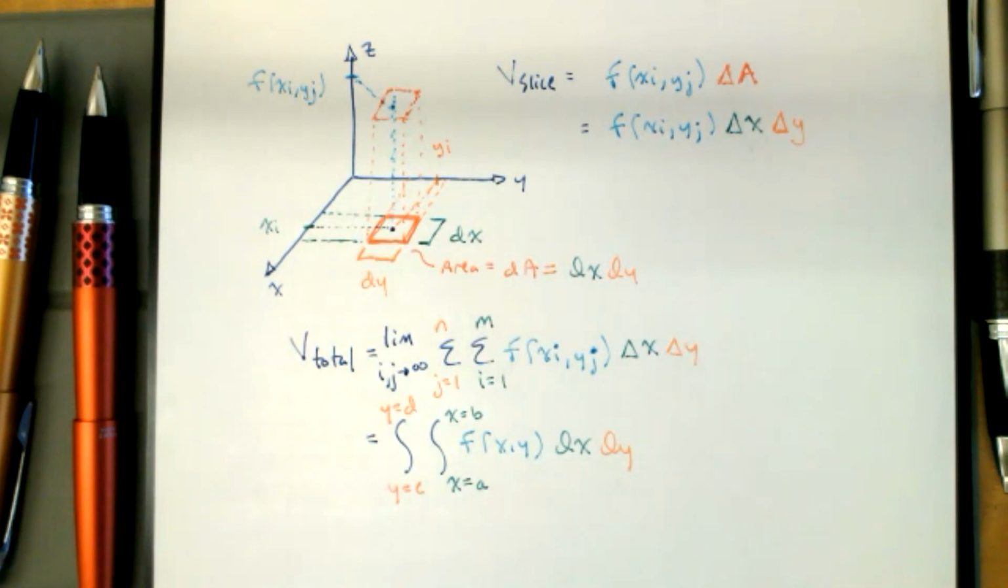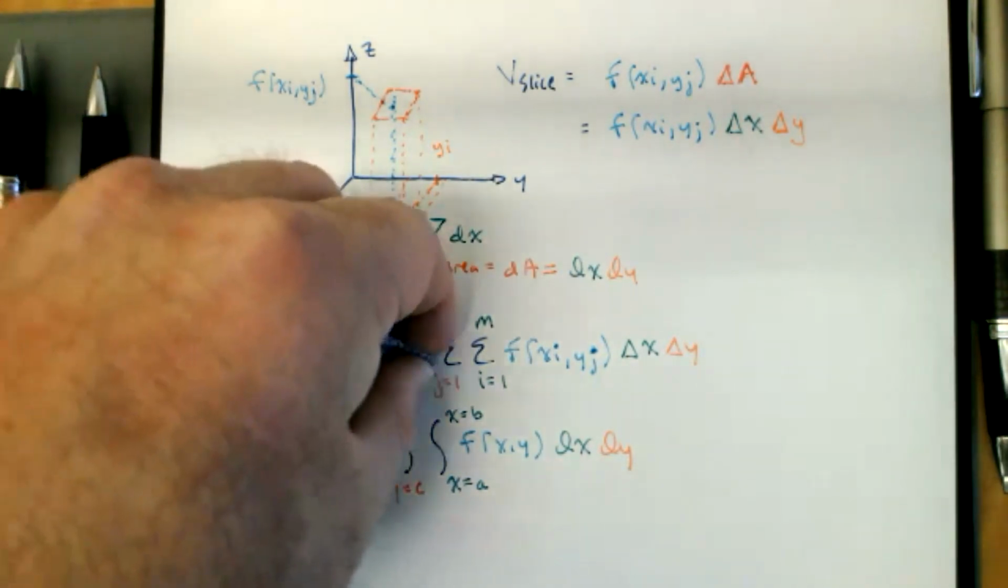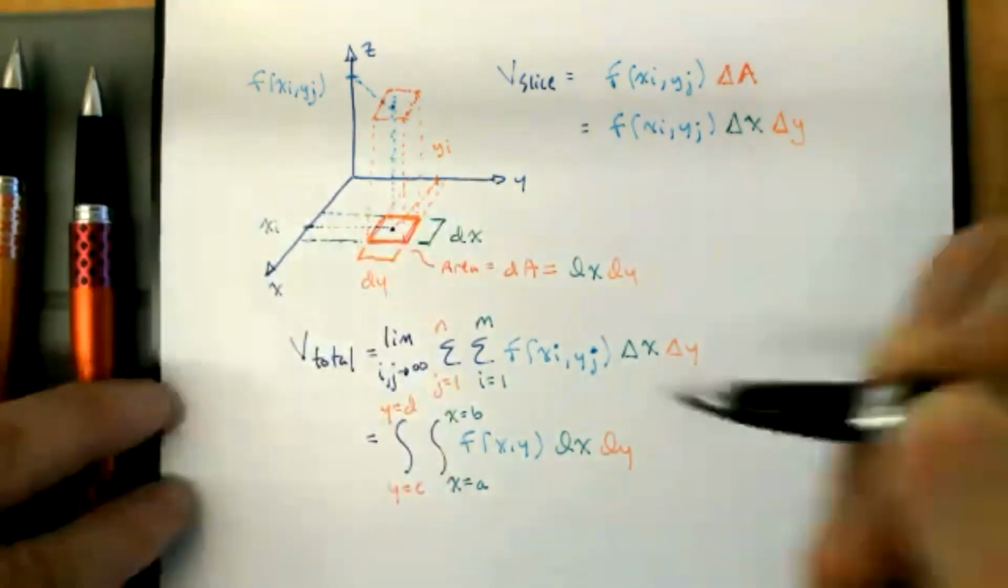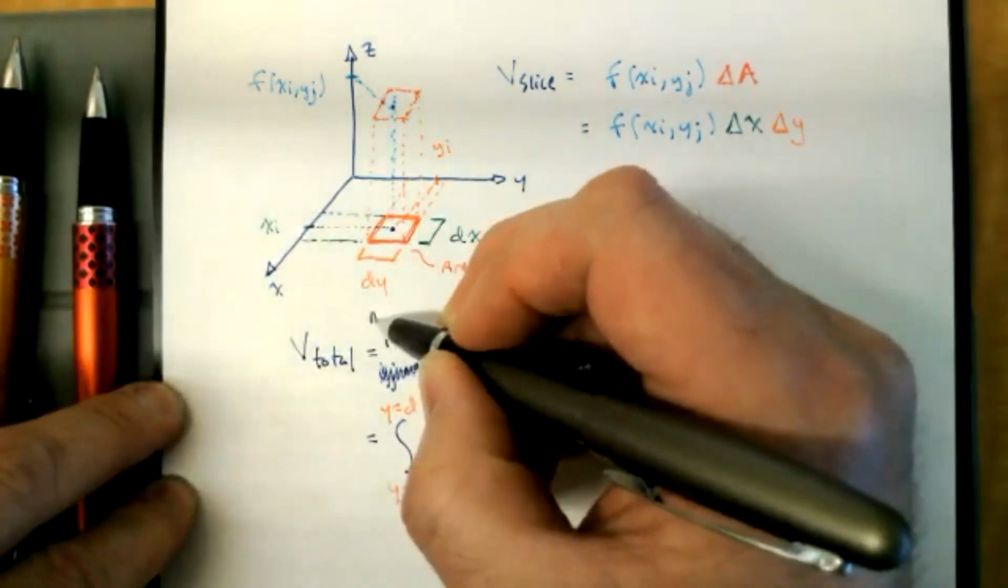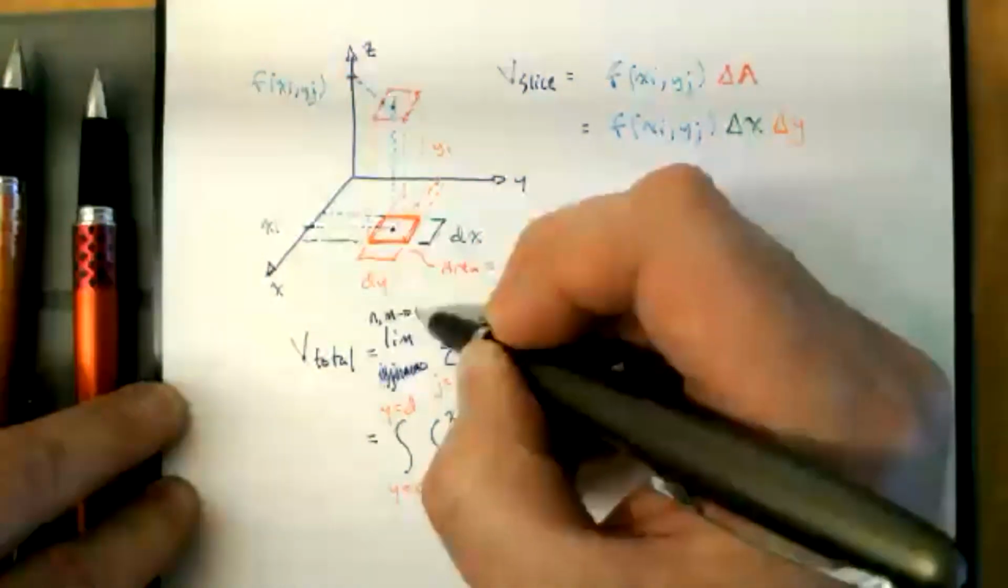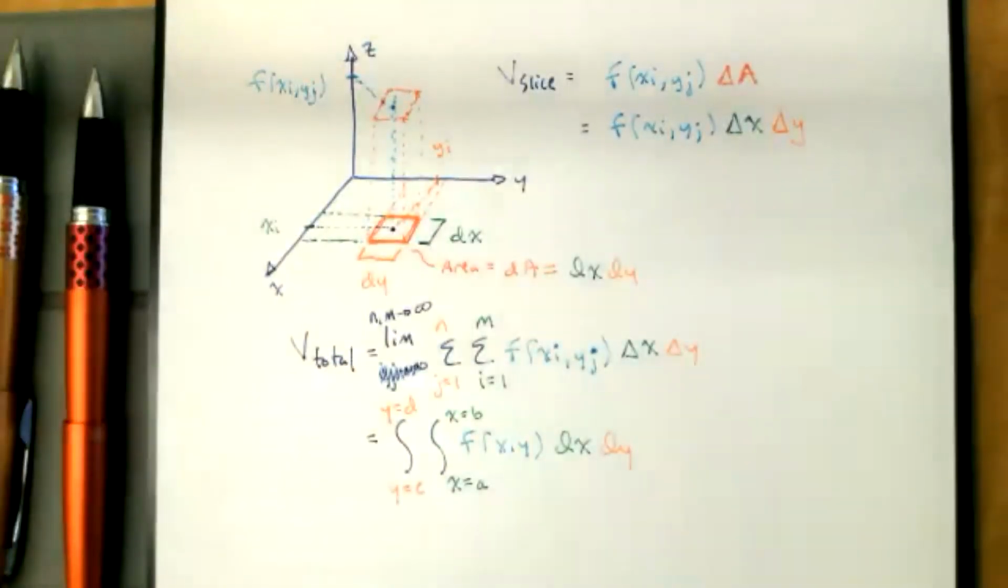Any questions? Yes. Oh, n and m go to infinity. Thank you. Now my limit notation is upside down. Oh, well.